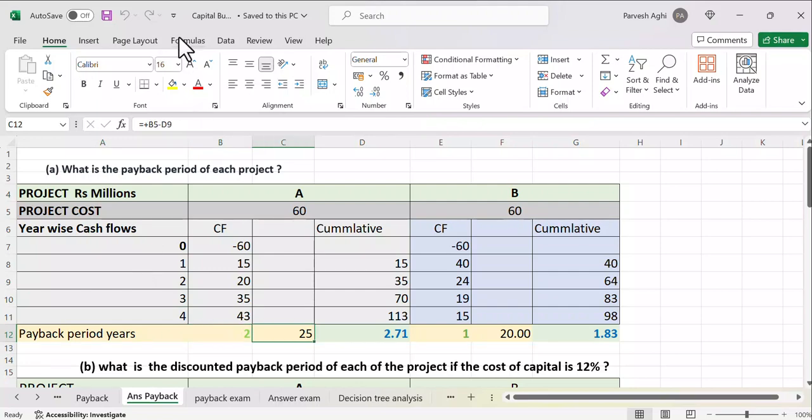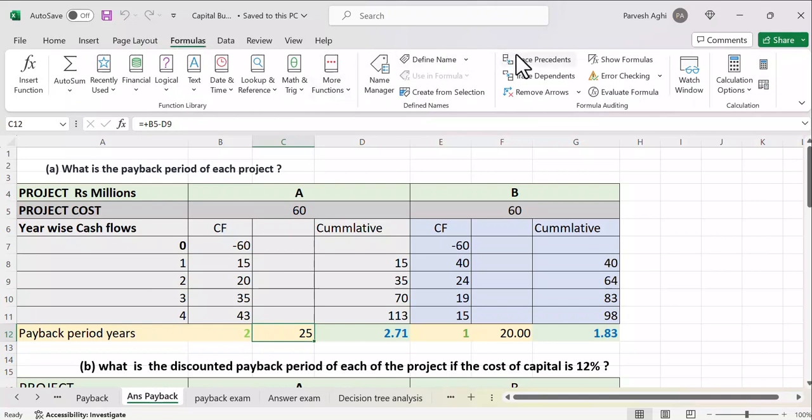Then look at this number. I'm just going to put a formula. Just go to formulas and trace this. So this is basically 60 minus 35. What's the number? 25. So this is the amount which is left now. If you get 35 plus 25, you get the whole amount 60. So this is the difference. 60 minus the cumulative cash flow you have got up to the second year, which is 35. So you have to cover another 25, isn't it?